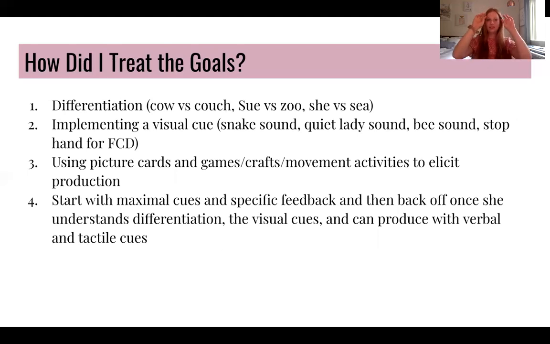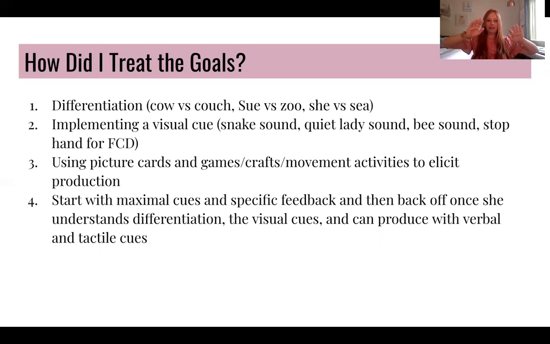So the first one is we did a lot of differentiation. So I had those cute picture cards. I think I showed them a couple weeks ago. The lesson picks cards, I love them. And so I would print those out, and I would have one of a cow and one of a couch. And I would have one of a little girl, and we would always talk about this little girl being named Sue. So she knew that the little girl was named Sue, and one of a zoo. One of a different little girl, which was a boy and a girl, and there was an arrow pointing at the girl. And so that one was she. And then we had a picture of the ocean, and that one was sea. And so there were lots of different minimal pairs like that.